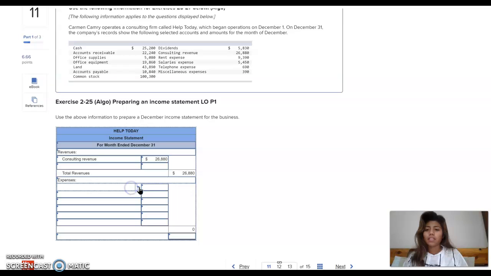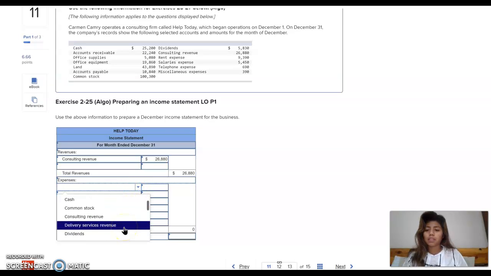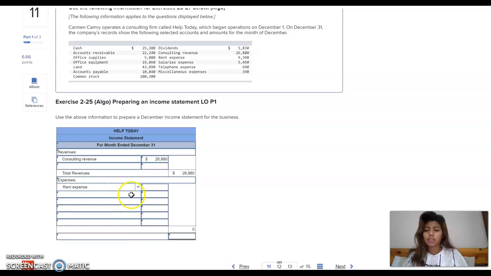So we're going to look at all the expenses. Right here, we will see that the expenses are rent, salaries, telephone, and miscellaneous. And so we're going to put those on our income statement. I'm going to look for rent expense, which is 9,390.